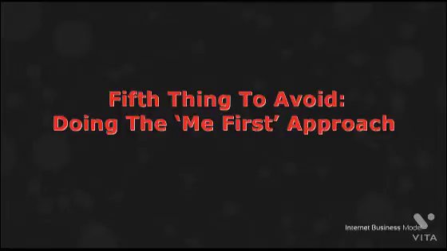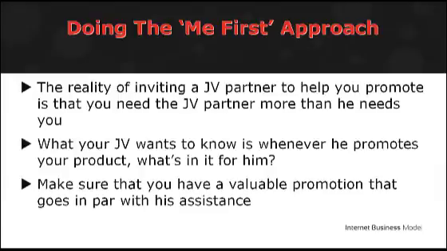This is one of the most ineffective approaches. The reality of inviting a JV partner is that you need the JV partner more than he needs you. What your JV wants to know is whenever he promotes your product, what's in it for him. So ensure that both of you have a promotion that requires more or less the same effort from each other to keep things in balance. These are the top 5 things to avoid when striking up potential JV partners. To make things easier for you and your JV partners, offer to do all the work so they can focus on what they do best, bringing in sales for you.